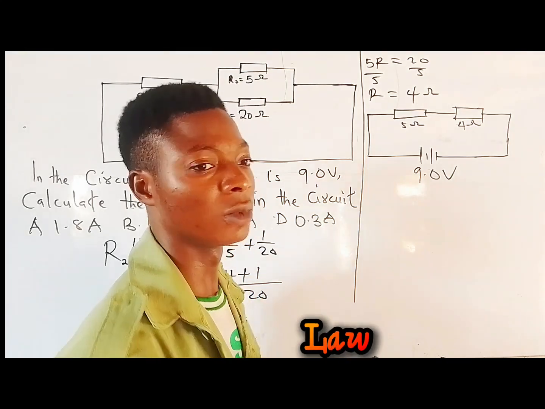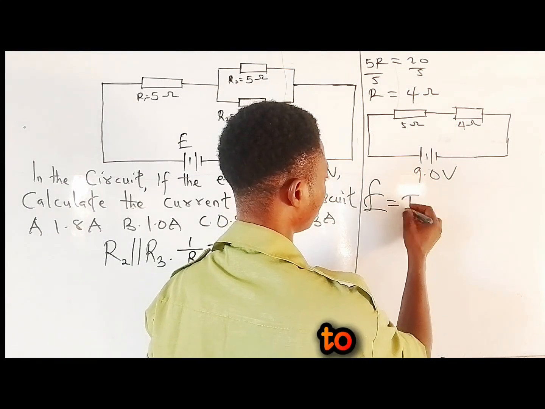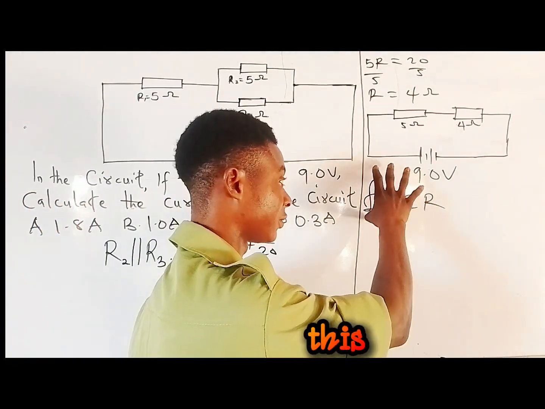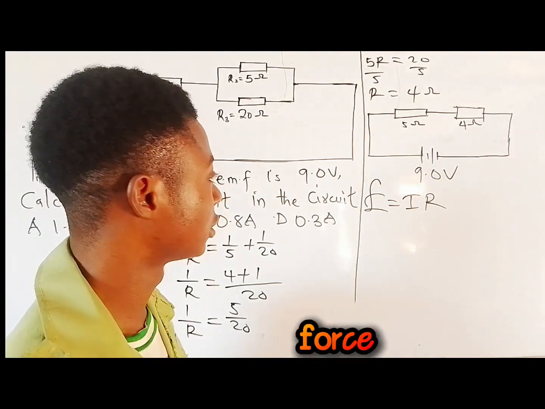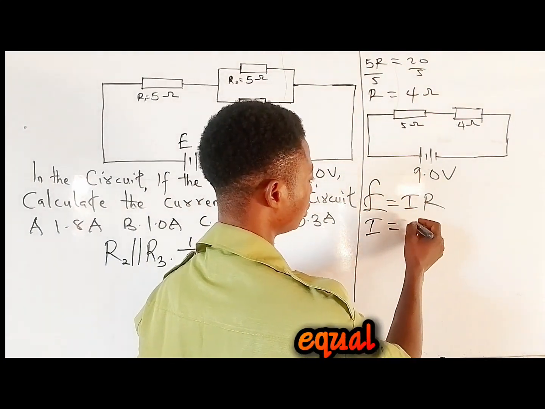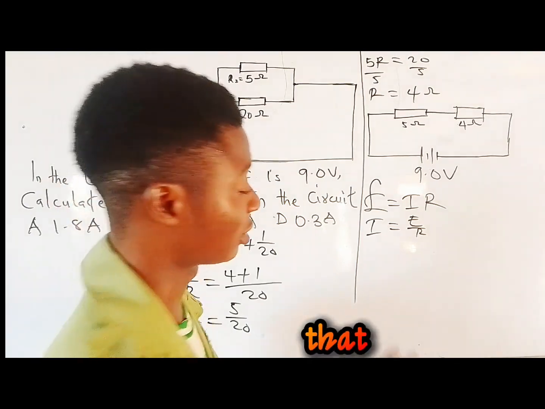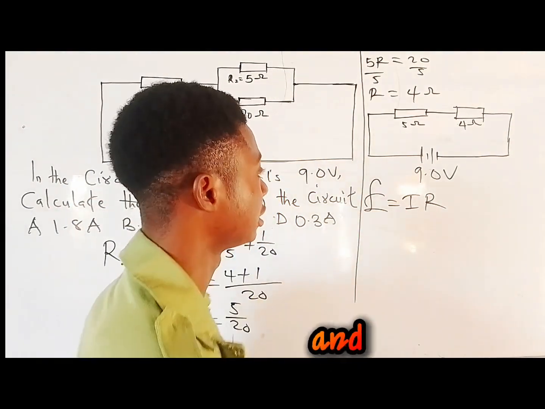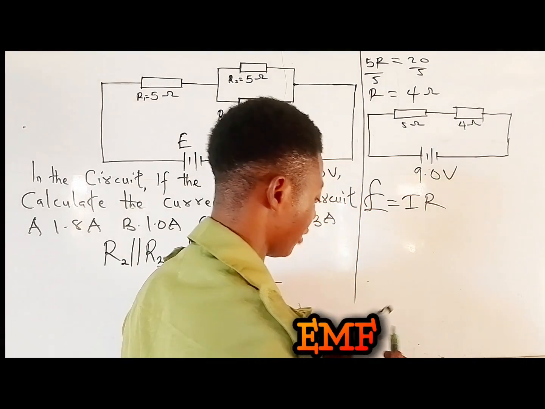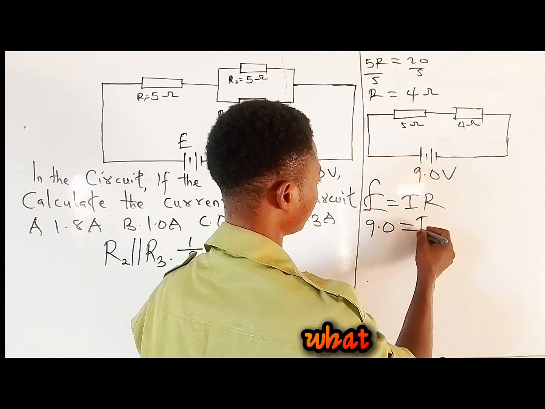Now we go back to Ohm's law. Ohm's law says that the voltage across a conductor is proportional to the current flowing through it. V is the voltage, which for this circuit is the EMF, electromotive force. So let's replace and see what we have. Our I is equal to E divided by R, that is, dividing both sides by R. If you don't want to do that, you can just go straight and substitute directly. Our EMF is 9.0, and our current is what we are looking for.